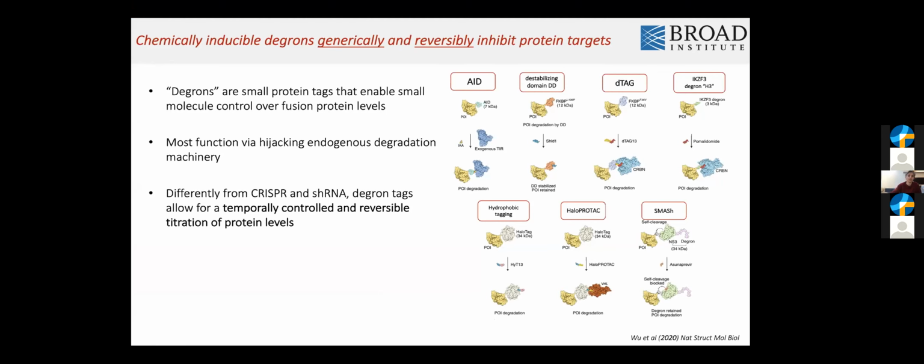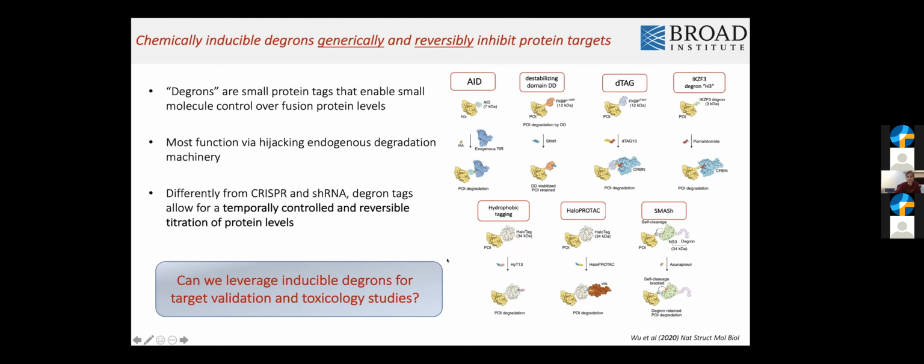And over the past few years, a number of different technologies have been reported, and shown here on the right are just a few of them, organized in alphabetical order. You can see the plant-derived AID auxin system, the FKBP12-based Shield and dTAG, the IKZF3 mini Degron, HaloTag, and SMASh. And for the most part, these technologies function by hijacking the endogenous proteasomal degradation machinery, which allows temporally controlled and fine-tuning of protein levels, and in that perspective, clearly differentiates from CRISPR and shRNA technologies.